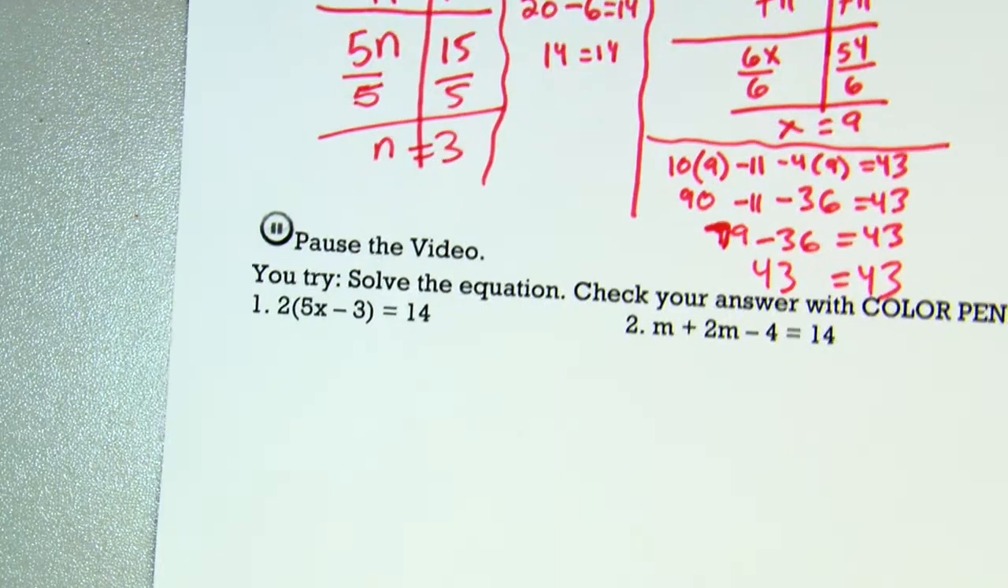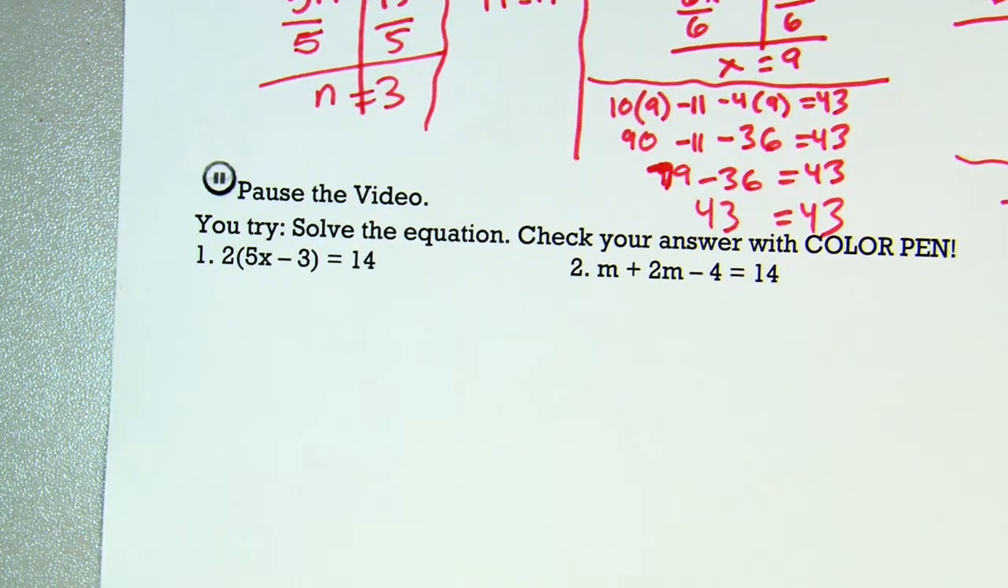Alright, so we have 2 for you to try. Looks like the first one is going to be a distributive property, and the second one you're going to go ahead and actually combine your like terms first. So go ahead and try those out, and make sure you check your answer as well.